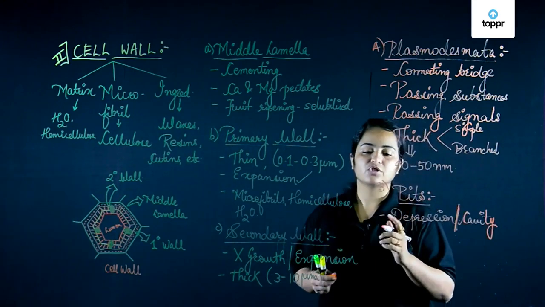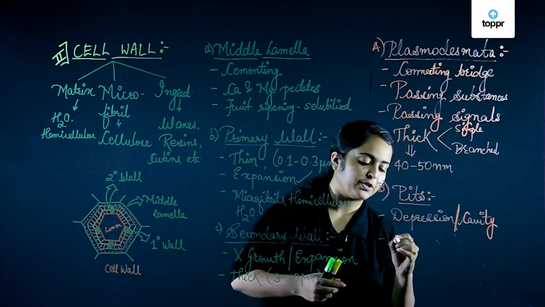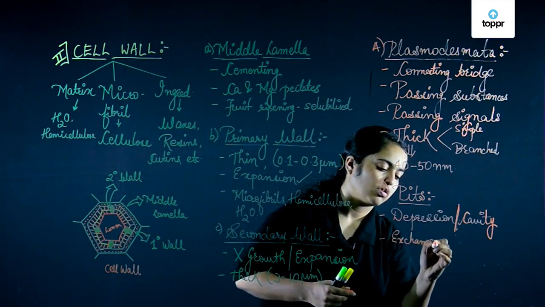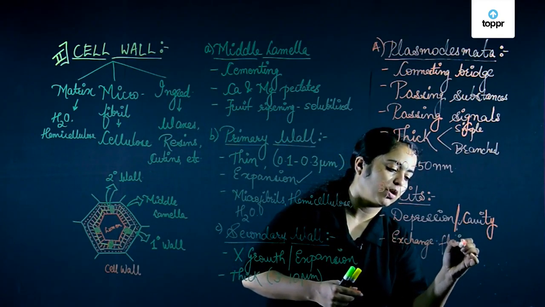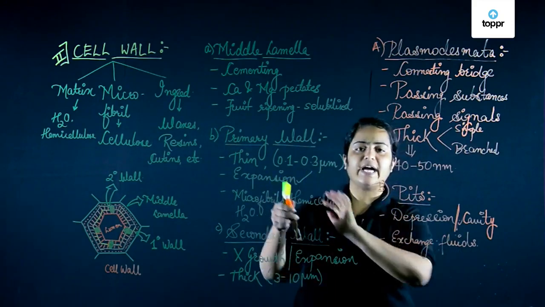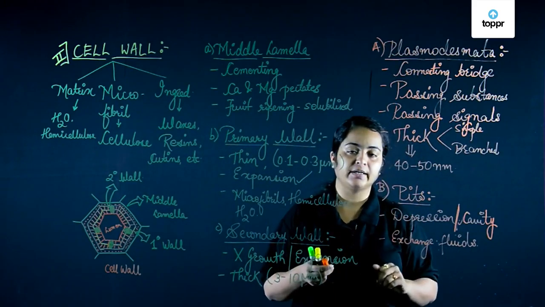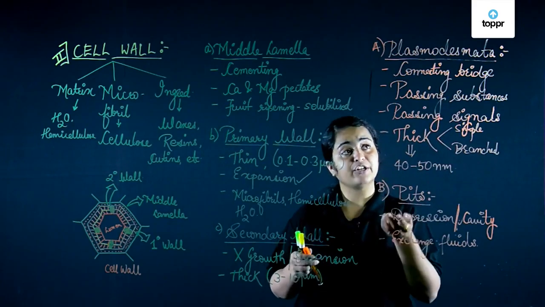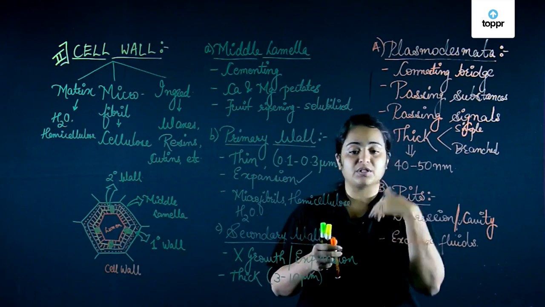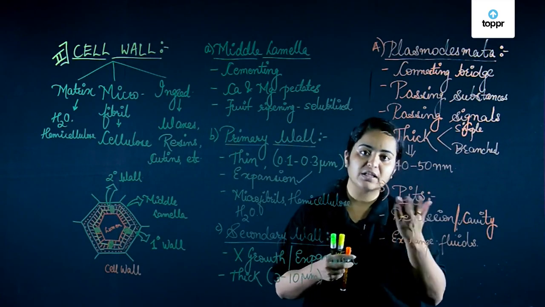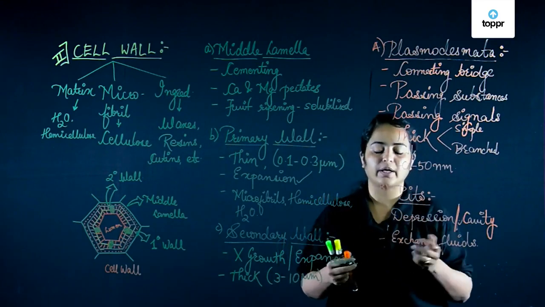Now, these depressions or cavity-like structures are responsible for exchange of either fluids or other substances. Now, you may wonder, we already had middle lamella for connecting link. Apart from middle lamella, we studied plasmodesmata, which is again responsible for exchange of substances, passing substances and signals from one cell to another. Now, why do we need these pits all of a sudden all over again?